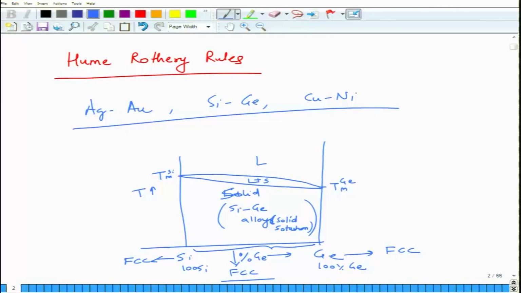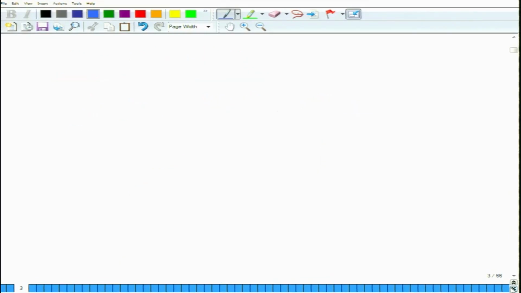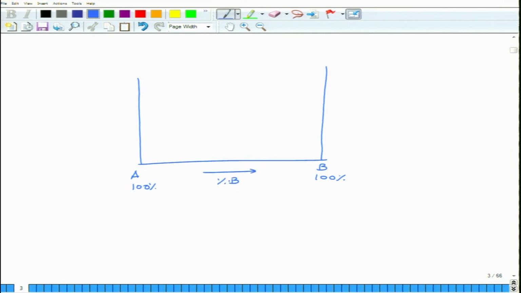So this is true for gold, silver, this is true for silicon germanium, this is true for copper, nickel. What happens in partial solid solubility is slightly different. In partial solid solubility, I will not draw the complete phase diagram, but let us say you take an example of A and B. This is 100% A, this is 100% B, and this is percentage B. And on the vertical axis, you have temperature.